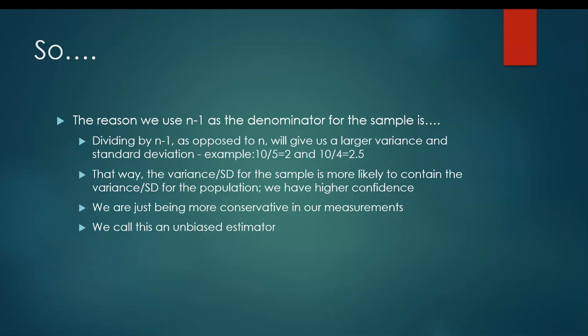That way the variance and standard deviation for the sample is more likely to contain the variance and standard deviation for the population, right? So we're being extra careful here. By dividing by n-1, we'll come up with a slightly larger variance and a slightly larger standard deviation in our sample. Then when we generalize back to the population, we can have higher confidence that we've actually captured both the variance and standard deviation in the population. So we're just being more conservative in our measurements, and we call this an unbiased estimator.